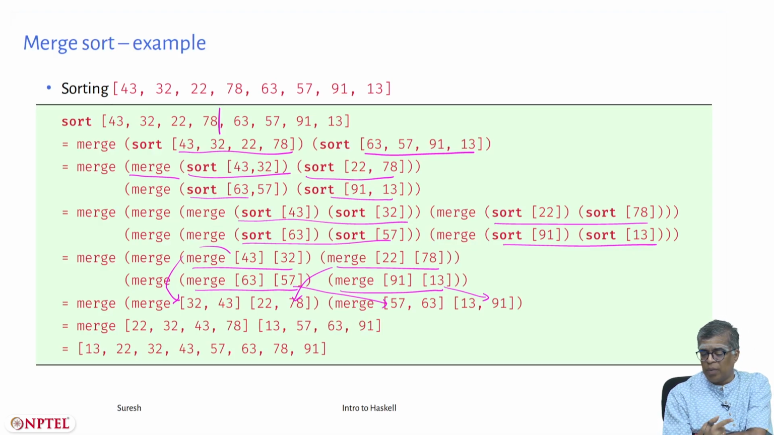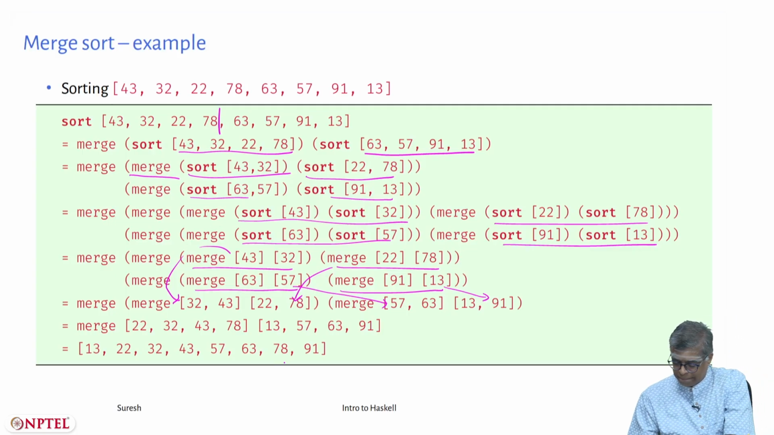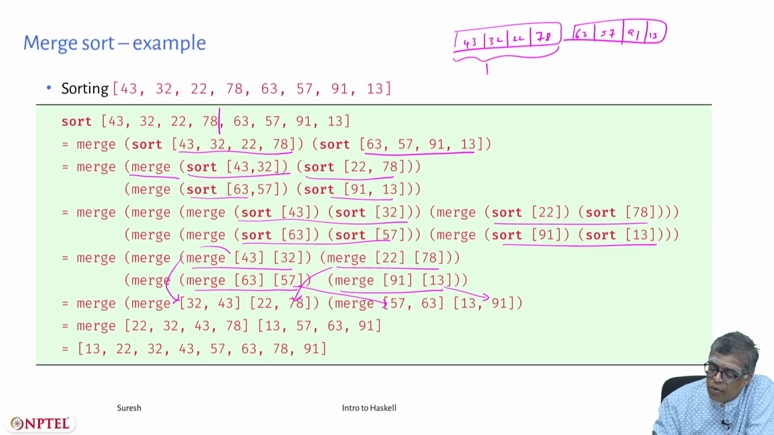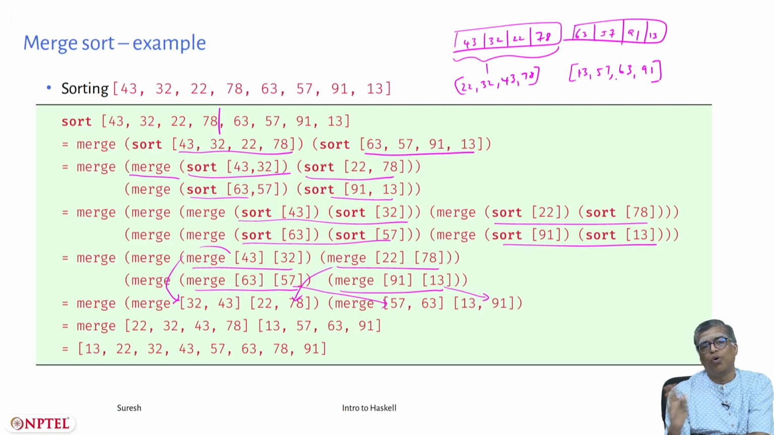This was the example in the earlier slide. So if you merge this properly, you will get a sorted list. So this is how you do merge sort. You started out with this. You sort this, and you will get 22, 32, 43, 78. You sort that, and you will get 13, 57, 63, 91, and then you merge them and you get an overall sorted list.